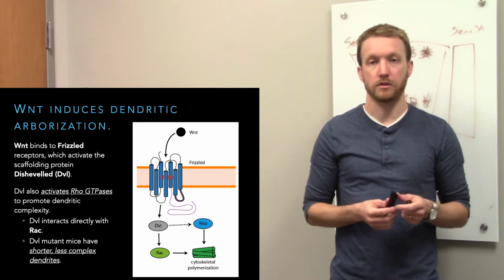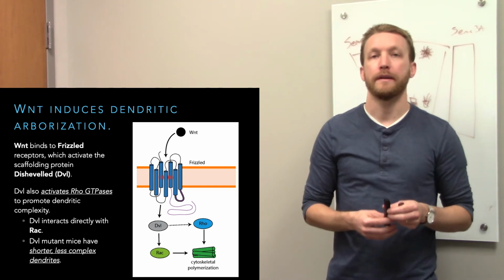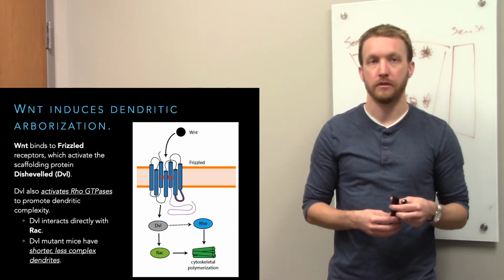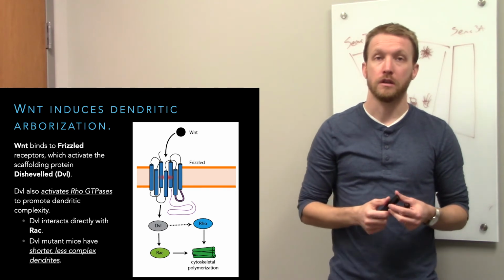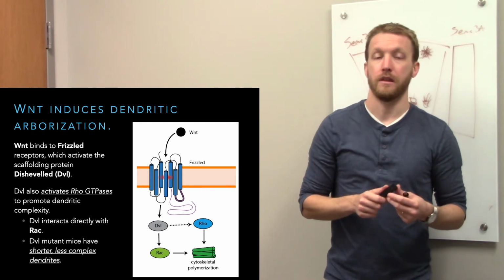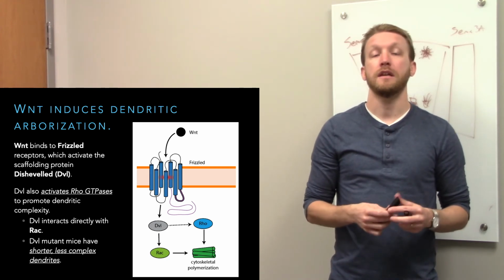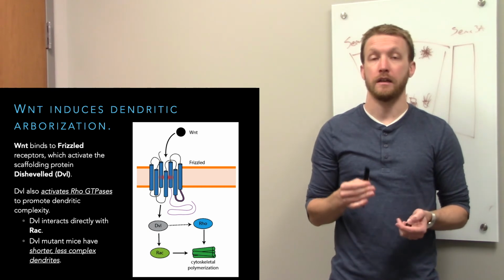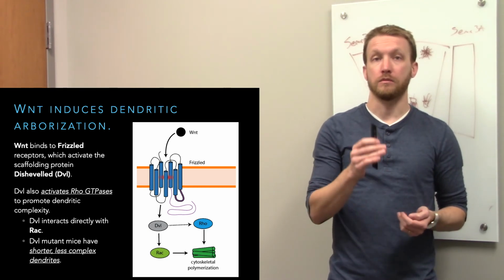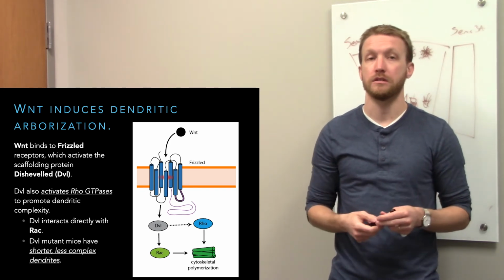Wnt also, of course, plays a role here, just like it does in axons. So Wnt will bind to that frizzled receptor. There's a scaffolding protein, disheveled, which is then stimulated. And disheveled is going to stimulate Rho GTPases, in particular Rac. So disheveled and Rac interact directly. Whether we stimulate Rac or some other Rho GTPase, that then causes polymerization of the cytoskeleton.